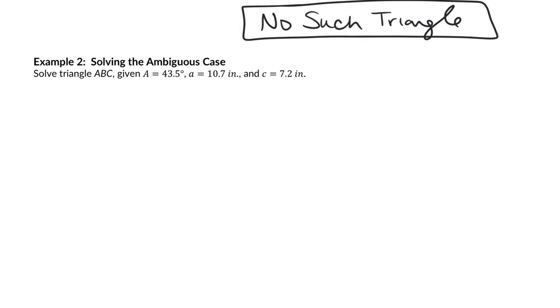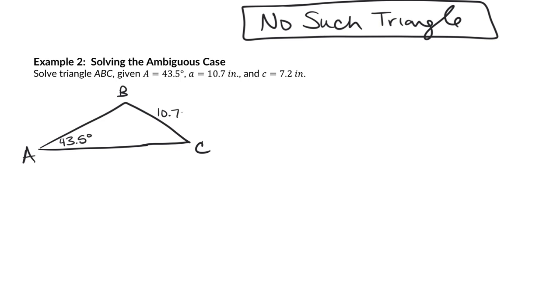We're going to draw a picture. We're going to realize it's side-side-angle, so we're going to proceed with caution. This one, okay, that's not my best triangle, but you get it. A, B, and C. Big A is 43.5 degrees. Little a is 10.7 inches. Little c is 7.2 inches. Notice we already have a pair, yes? So we already have a hint of what to do, because if you have a pair of letters, you're going to use the law of sines.